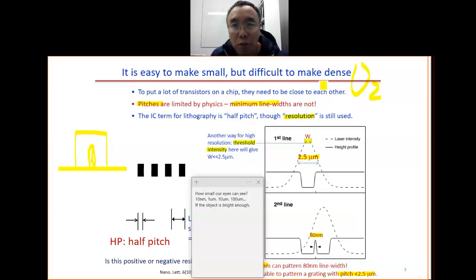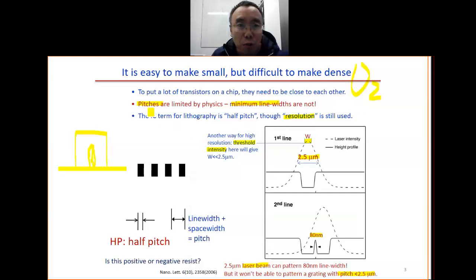If two spots are really close, if they are 10 nanometer apart, obviously we cannot see them. So this is the idea of the difference between the resolution and the pitch. For the industry, they don't use the word resolution. They use the word half pitch. If we have periodic openings, periodic line arrays, this is the half pitch, like the line width of the pattern.